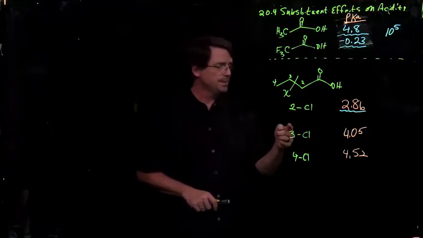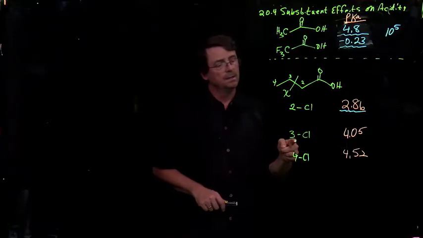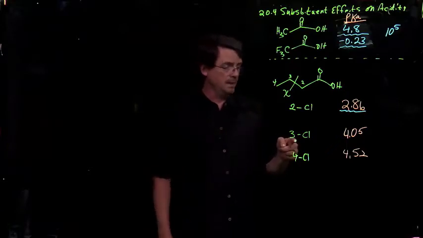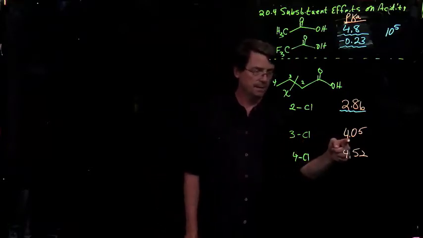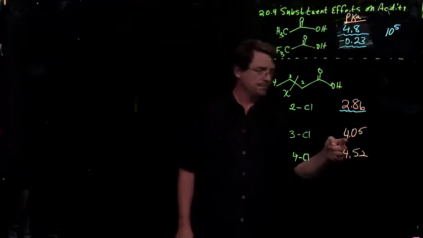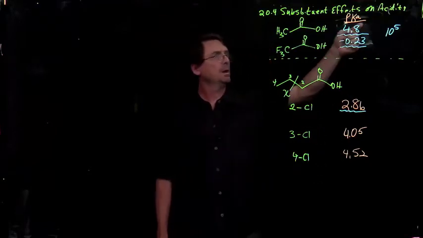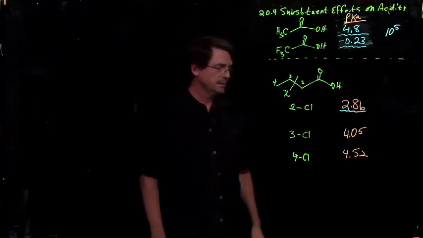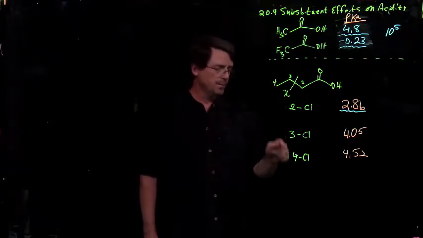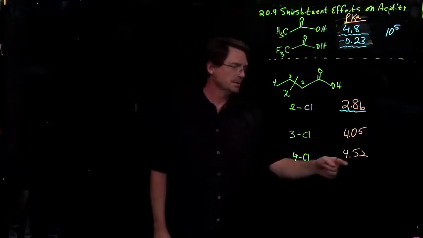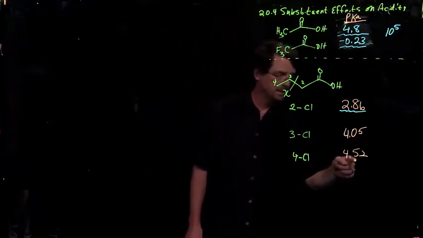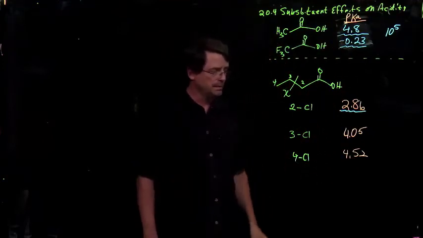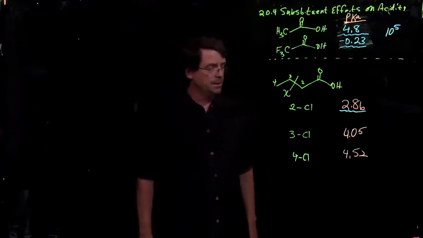If we go to the 3 position, the acidity is reduced. The pKa goes up, don't forget that inverse relationship, to about 4. Now, not quite 4.8, almost an order of magnitude in difference. And then we get over here to the 4 position. By the time we're at the 4 position, there's not a terrible lot, 4.5 versus 4.8. So not a huge difference.